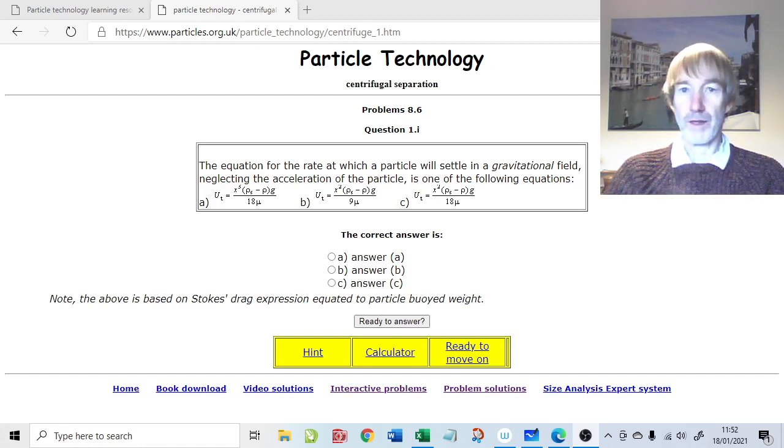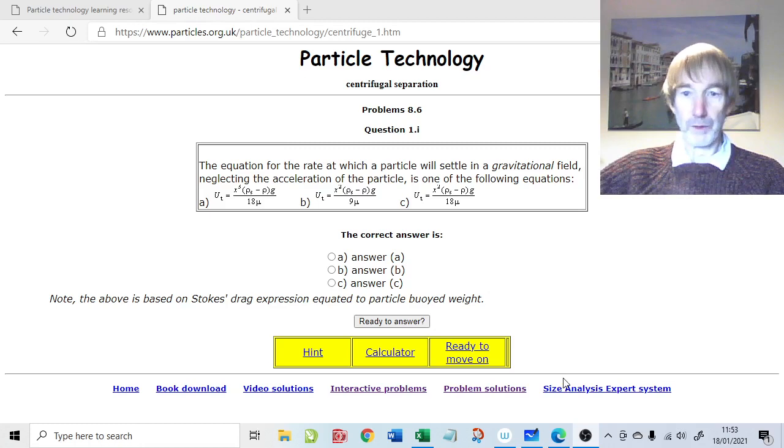This is again using the interactive problems to highlight the question rather than doing it all on the Microsoft whiteboard, because there'd be a lot of toing and froing otherwise. So basically I'm using the interactive problems at Particles.org UK to structure the solution here.